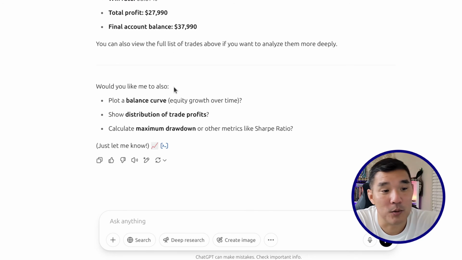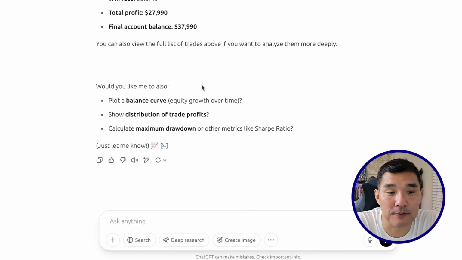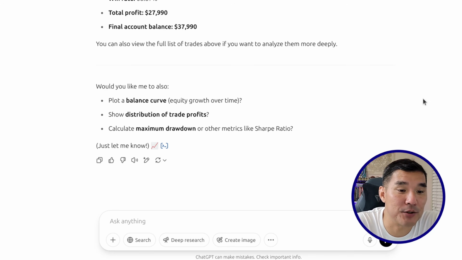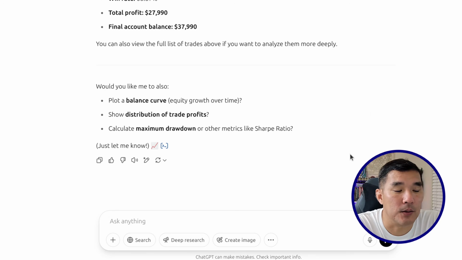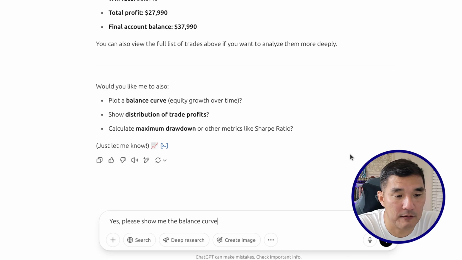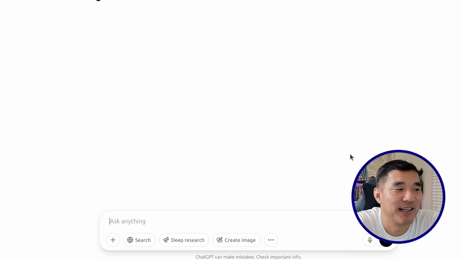So it says, now would you like me to also plot a balance curve or equity growth over time, show a distribution of trade profits, and calculate the maximum drawdown or any other metrics like the Sharpe ratio? Fantastic. So yes, it would be helpful to take a look at some of these graphs and other metrics. A helpful thing to do would be to look at the balance curve to see how volatile this is, right? So I'm going to say, yes, please show me the balance curve, if I can spell correctly. Okay, so there we go.